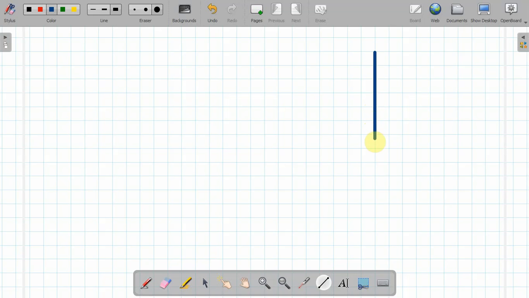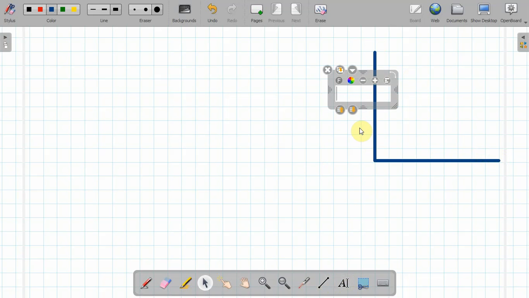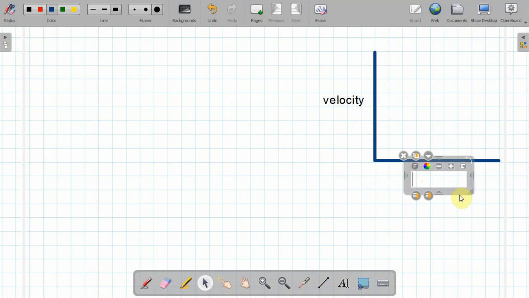You draw the vertical line like this and draw the horizontal line like this towards the x-axis, and this is toward the y-axis, and label the y-axis as velocity and the x-axis will be a time function.